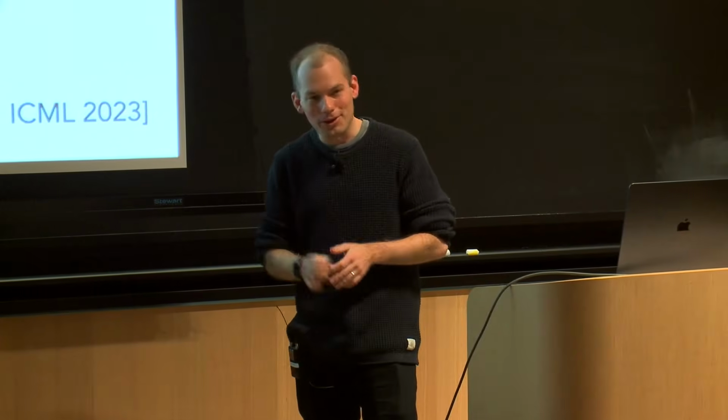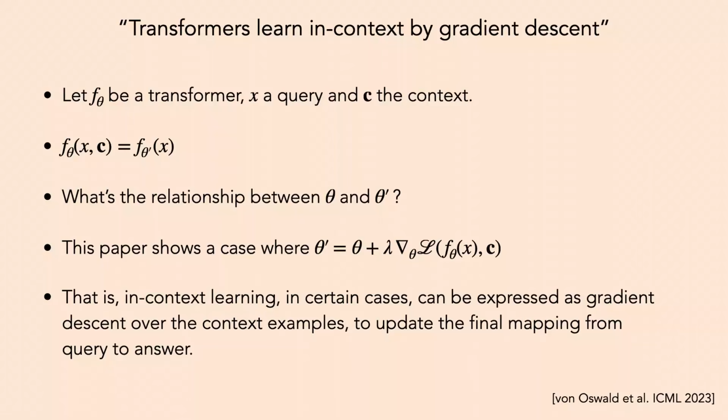So in certain cases, they showed this for one layer, linear self-attention. It's not the full picture, but they showed this for a simple toy case. And in certain cases, like that one, you can express in-context learning as gradient descent over the context examples to update the final mapping from the query to the answer, where that mapping is only specified by the weights and biases of the transformer, not by the context.